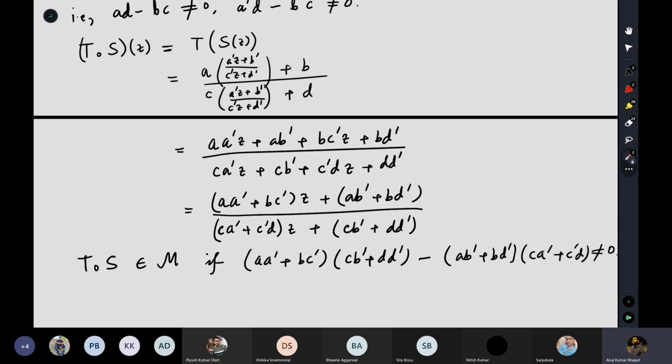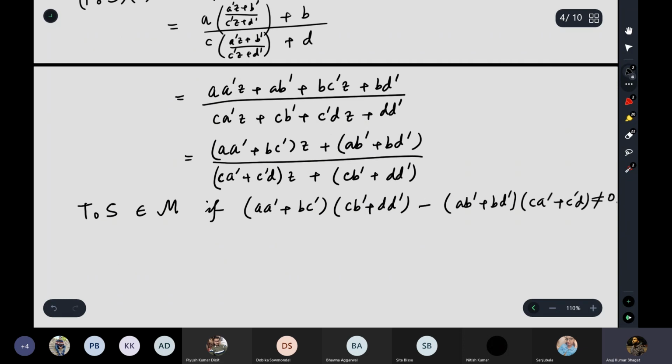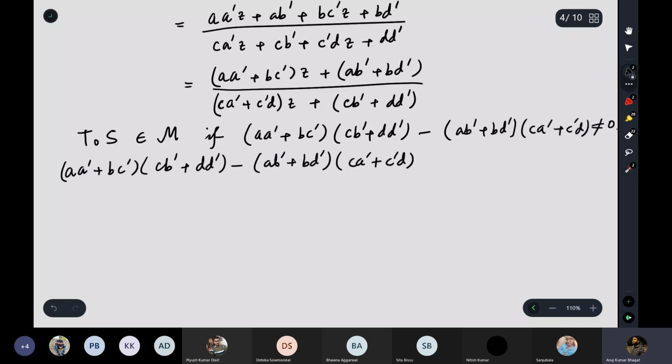If I can show this condition, then we are done. So let me start by evaluating this, which is A'A plus BC'. This is just a calculative job. It's easy. You just have to calculate a bit. So let's simplify this quantity.